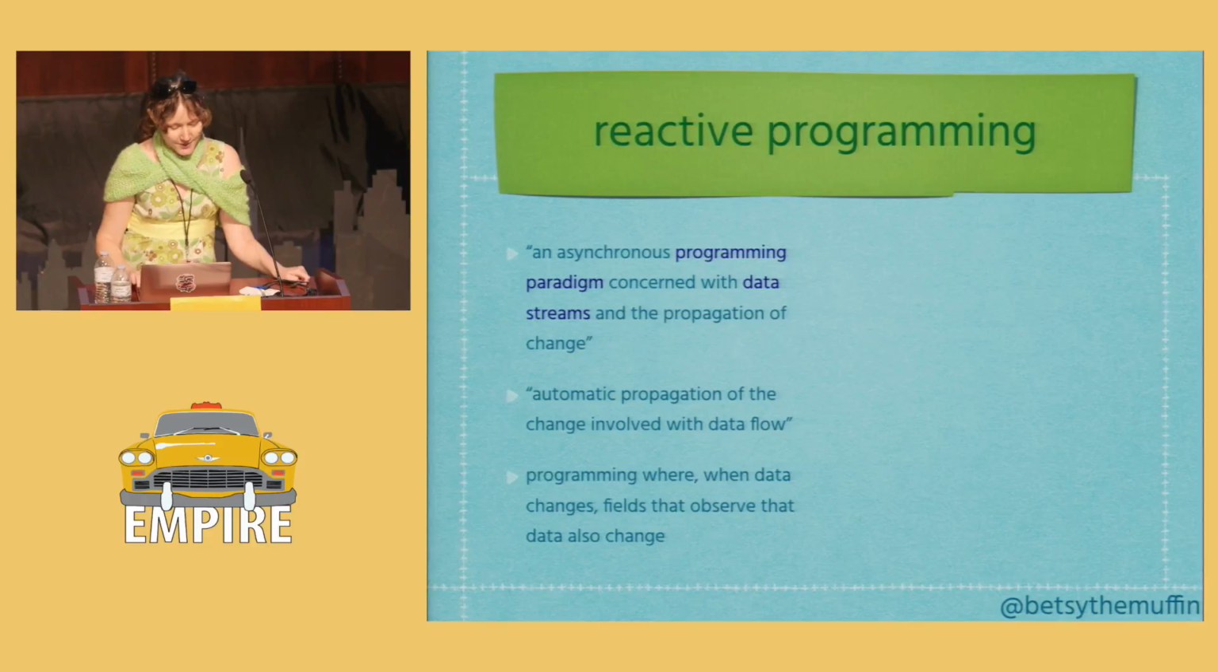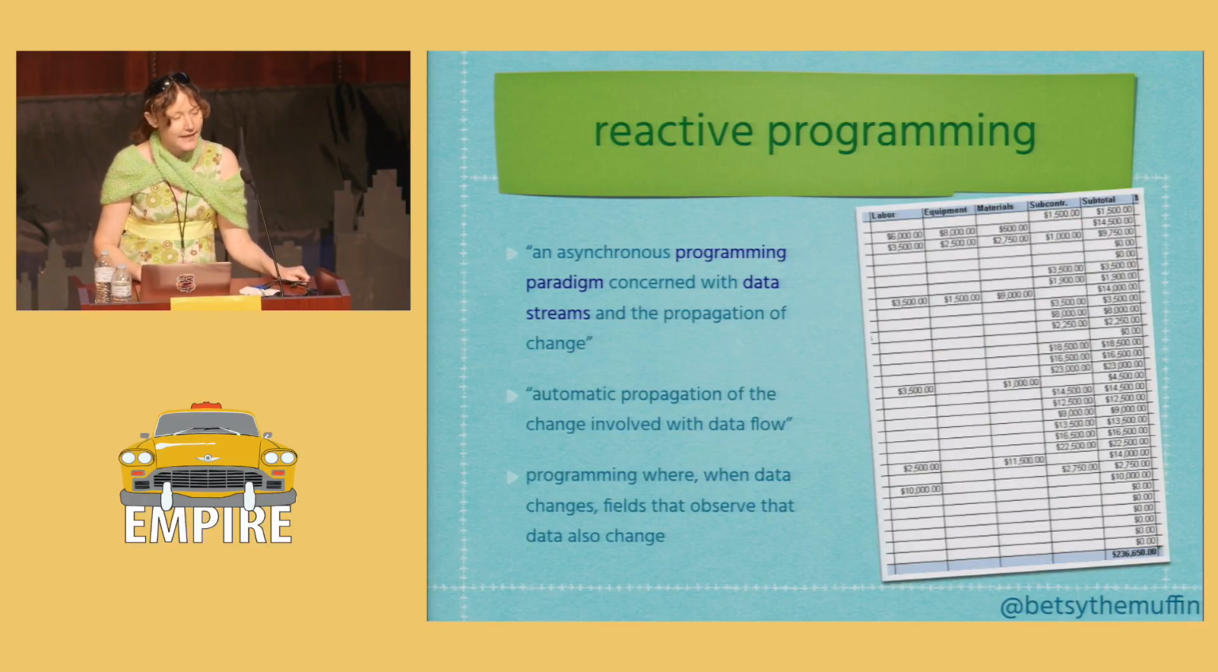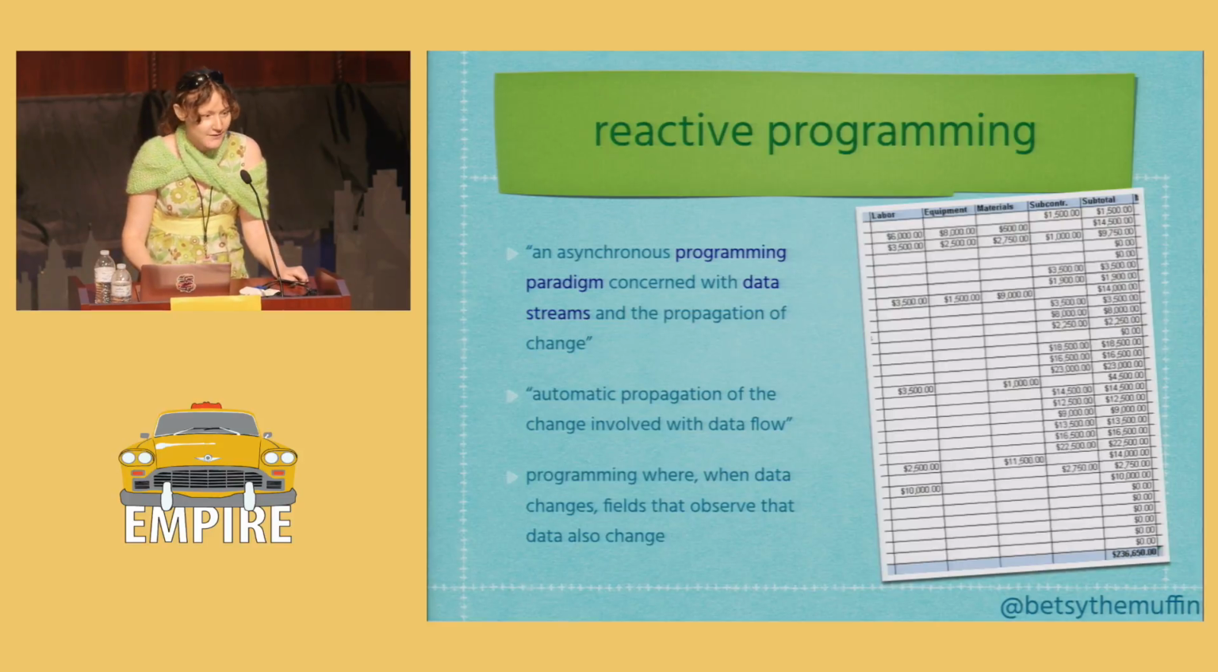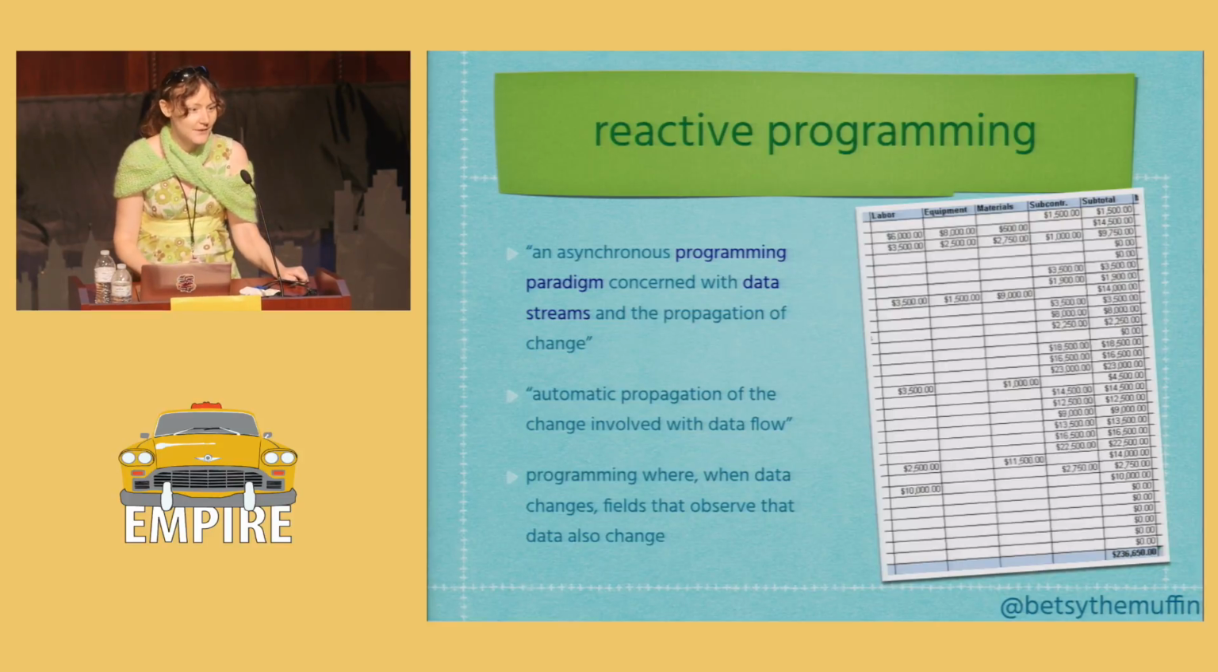Or in less academic terms, reactive programming is a lot like Microsoft Excel. It's programming where, when data changes, fields that observe that data also change. It's a pretty intuitive model for UI programming. A lot of people have paid money for Excel, non-programmers even. And so it's no surprise that a lot of the influential frameworks in front-end JavaScript, starting as early as Backbone, have focused on making web UI programming, if not fully reactive, more reactive.